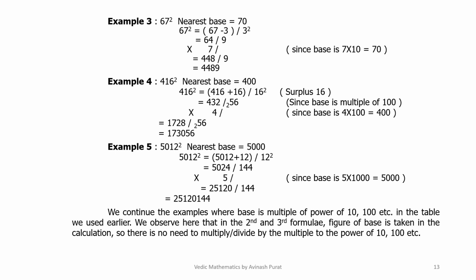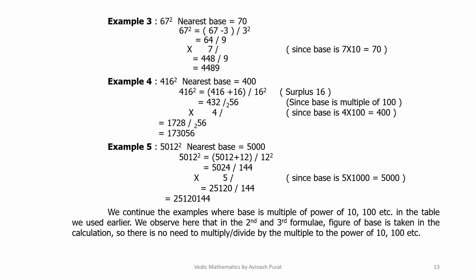Third example, 67 square. Nearest base is 70. 67 square equals 67 minus 3 stroke 3 square, that is equal to 64 stroke 9. 64 multiplied by 7, since base is 7 into 10 equal to 70. So that becomes 448 stroke 9 equal to 4489.